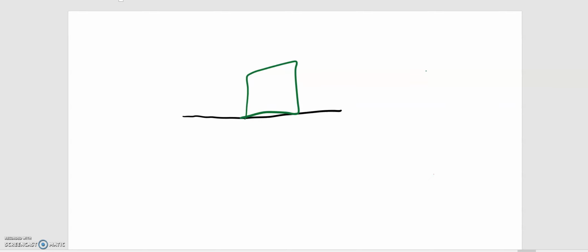I wanted to do a really quick video on just the basics of forces acting on an object and how they relate to Newton's laws of motion. So let's say that we have an object sitting here. I'm going to call this a box, and it's just sitting on the ground. It's not moving, it's not going anywhere.